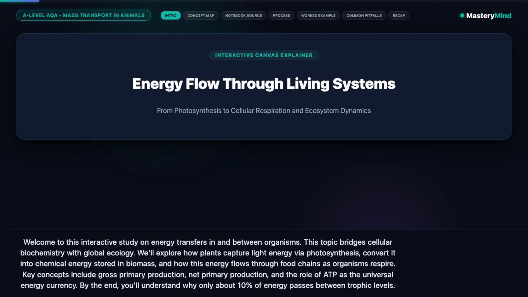Key concepts include gross primary production, net primary production, and the role of ATP as the universal energy currency. By the end, you'll understand why only about 10% of energy passes between trophic levels. Let's visualize the core concepts.